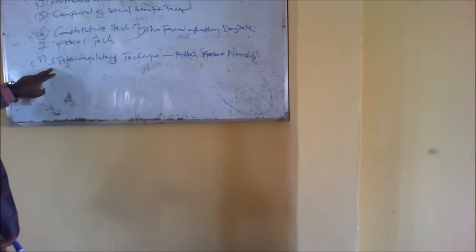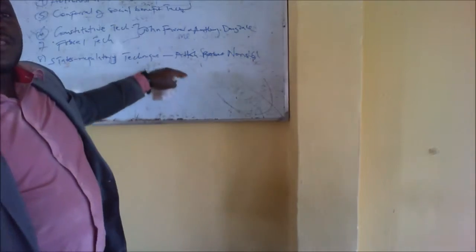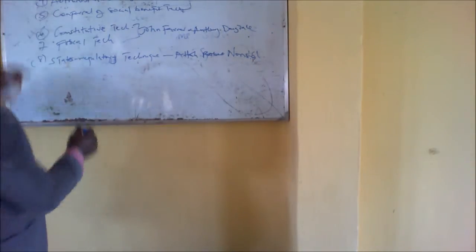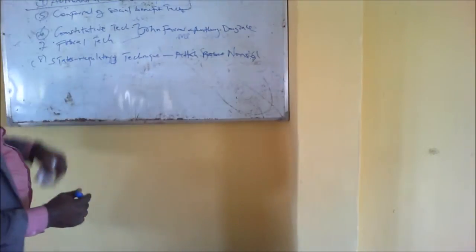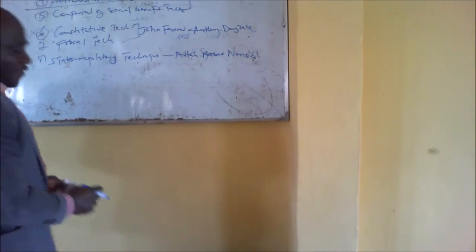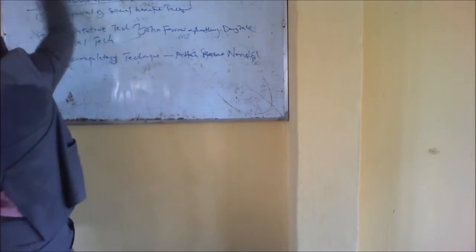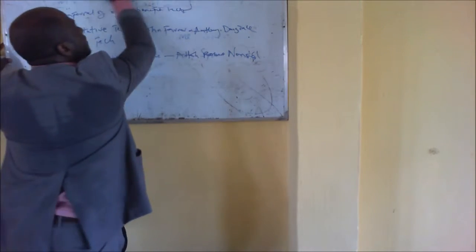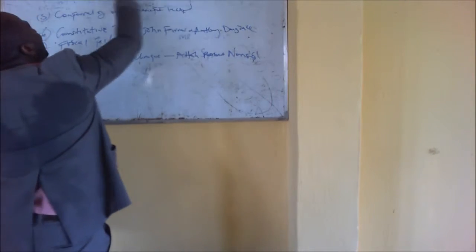Then I'm adding in an eighth one, the state regulatory technique, which is the one that we will try and round up the last four today. We've done the first four already. So we'll try and finish off this last four today. So let's start off with conferral of social benefit technique. I hope we'll have enough time to round up the last four today.